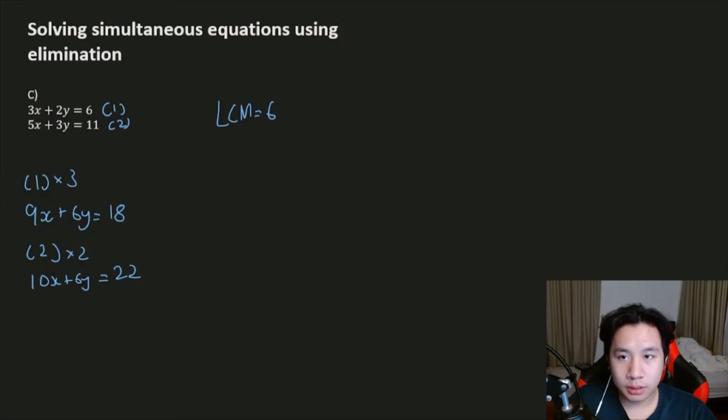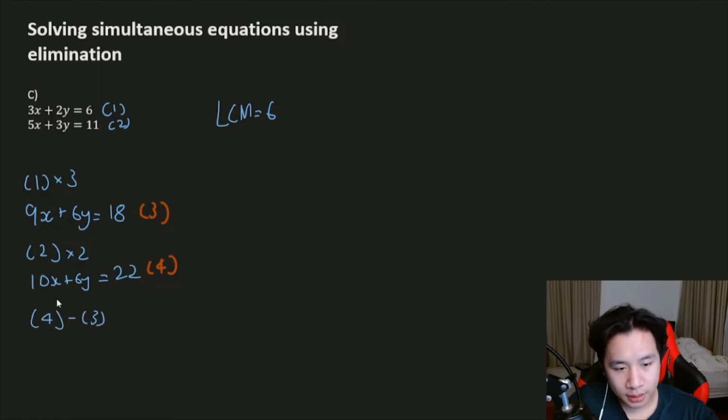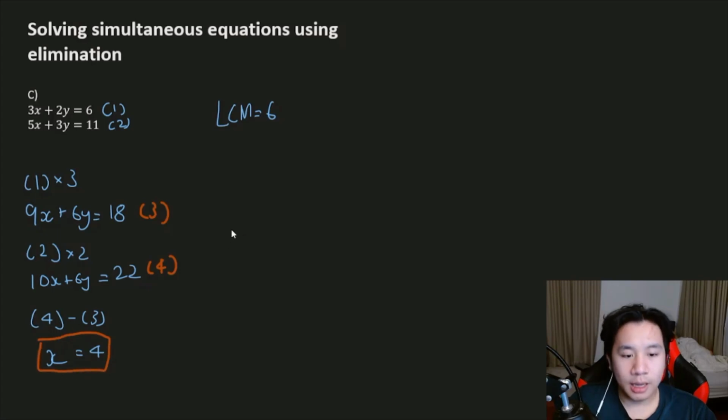So I'm just going to label this in red, 3 and 4. And so what I'm going to do here is subtract both of them. So 10x minus 9x, that gives you x. 6y minus 6y, that gives you nothing. 22 minus 18, that gives you 4. So x is equal to 4. I'm just going to label this as 5.